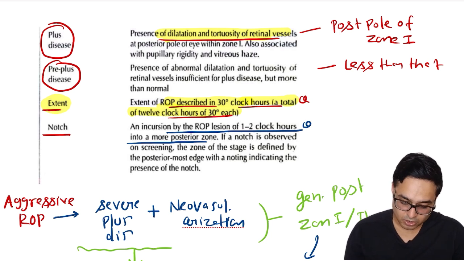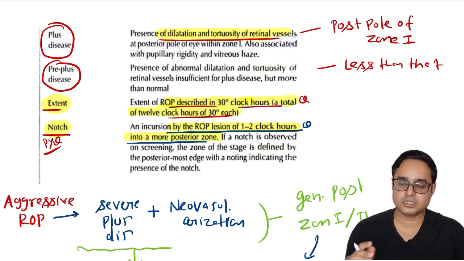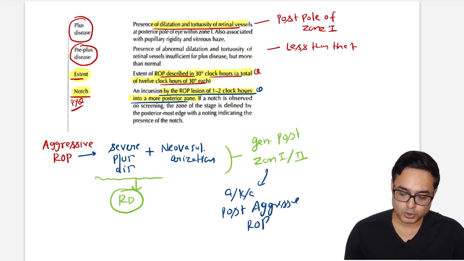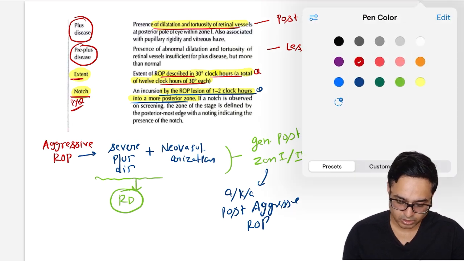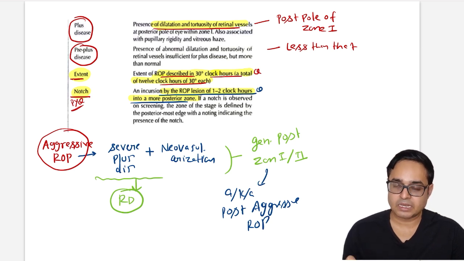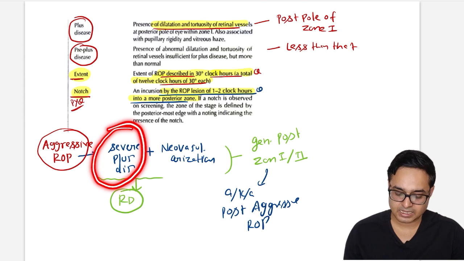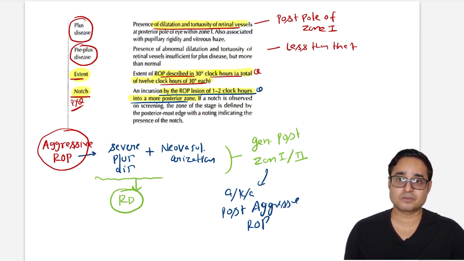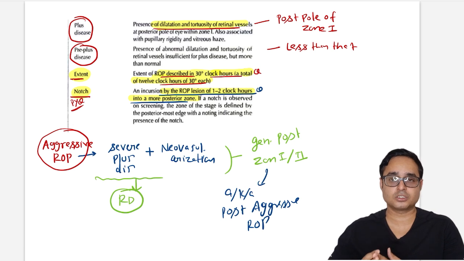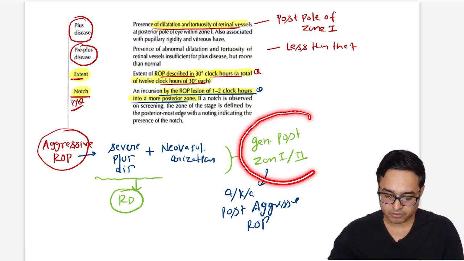Okay, so what is notch? This was a PYQ long back. This notch is inclusion of ROP lesions of 1 to 2 clock hours into a more posterior zone. So this is the classical definition of notch. Okay, one term mostly used by ophthalmologists is aggressive ROP. What is aggressive ROP? Aggressive ROP is severe plus disease. Plus disease we saw: dilatation and tortuosity of retinal vessels in the posterior pole of zone 1. So severe plus disease plus neovascularization. This is very important. If severe plus disease means dilatation and tortuosity is there along with neovascularization. Generally it is seen in posterior zone 1 and 2.